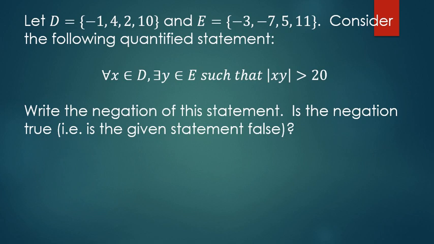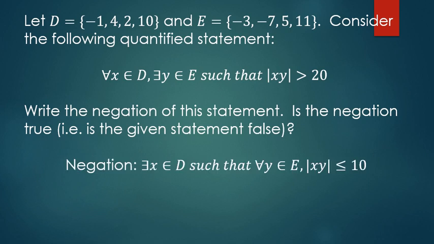All right, so let's see if you came up with the correct negation, first of all. The negation is there exists x in D such that for all y in E, the absolute value of x times y is less than 20. It's a typo there, my apologies. That should be nothing new. That should be pretty straightforward.